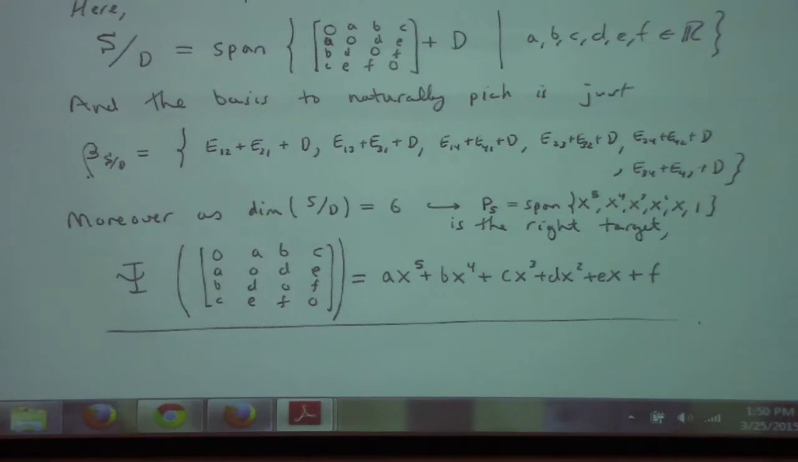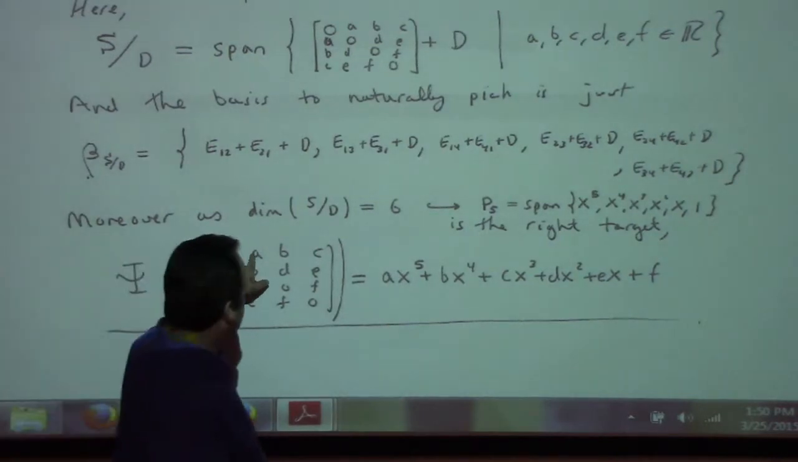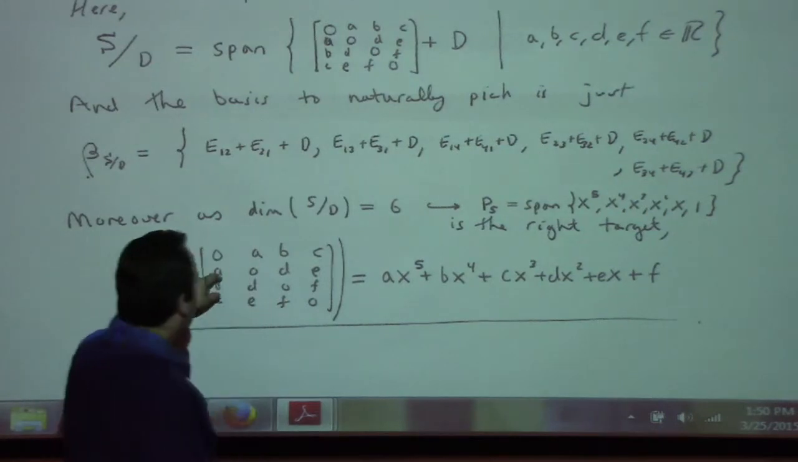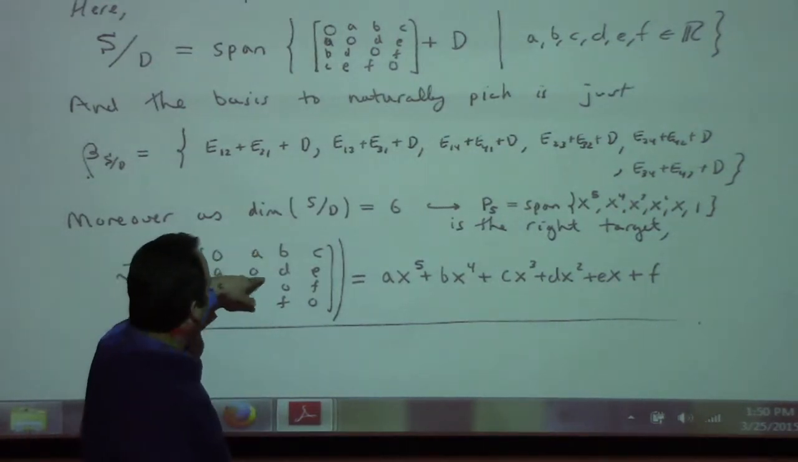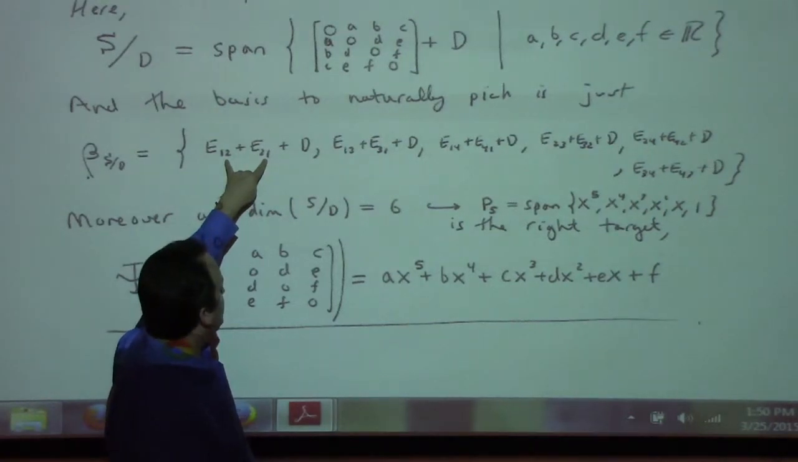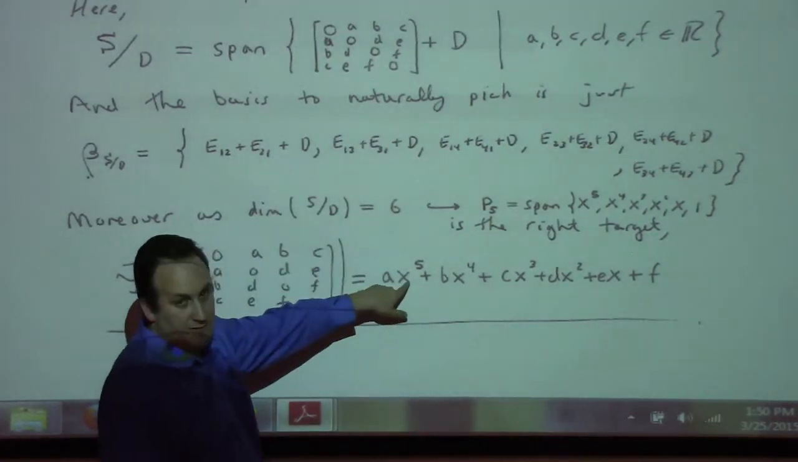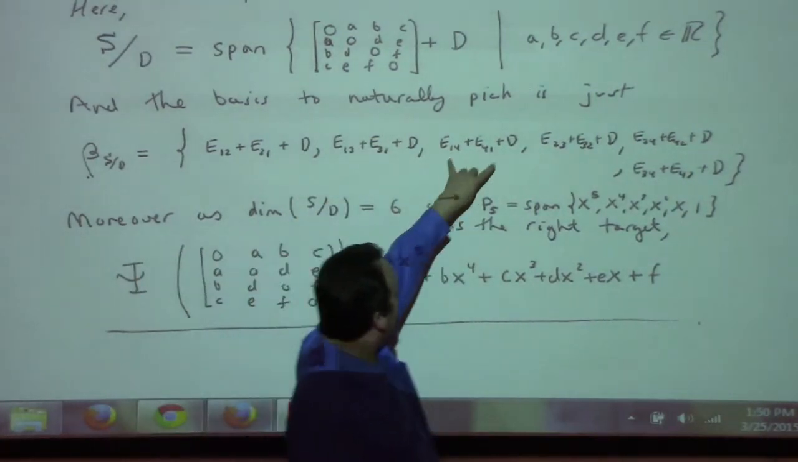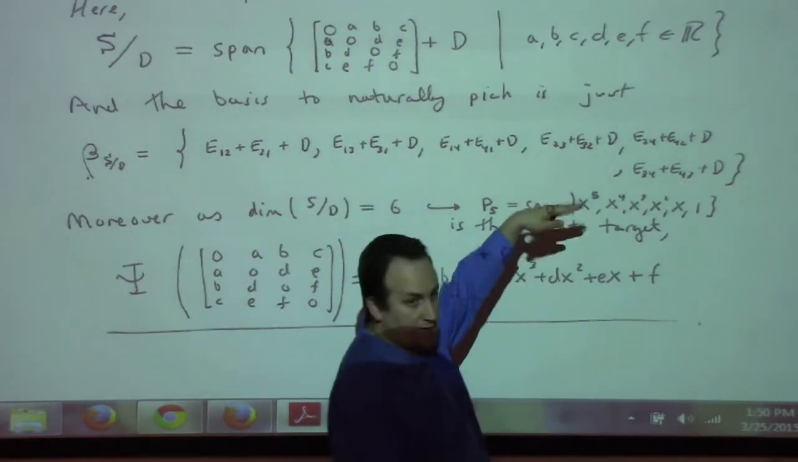So if you look and you start counting, there's 6 things there, right? A, B, C, D, E, F. And so once you know that, you can write down the isomorphism, right? Not too hard. There are other isomorphisms to write down, but this is basically corresponding to, for example, taking this coset, E1,2 plus E2,1 plus D, and mapping it to x to the 5th. And then this coset maps to x to the 4th, this coset maps to x cubed, and so forth.